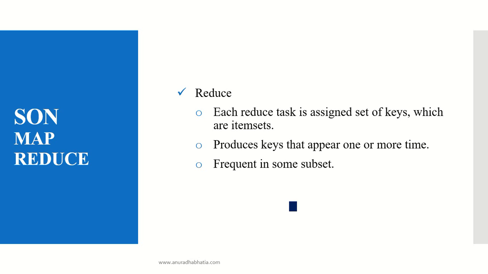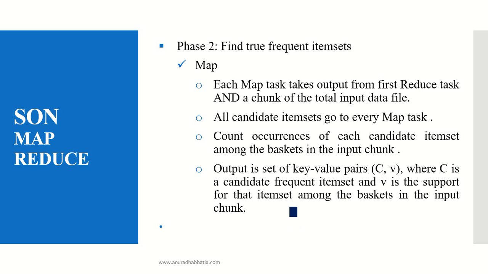So when we reduce A, B, C, D, E, we can form the pairs with that, and we can find another candidate which comes out with AB, AC, AD and AE, then see how many times it is appearing. Now what does phase 2 do? Phase 2 of a MapReduce SON finds out the true frequent item sets.